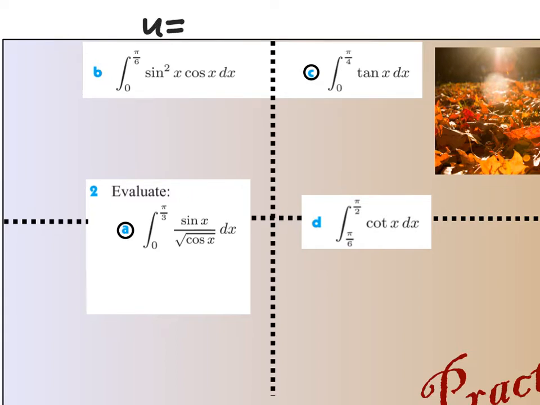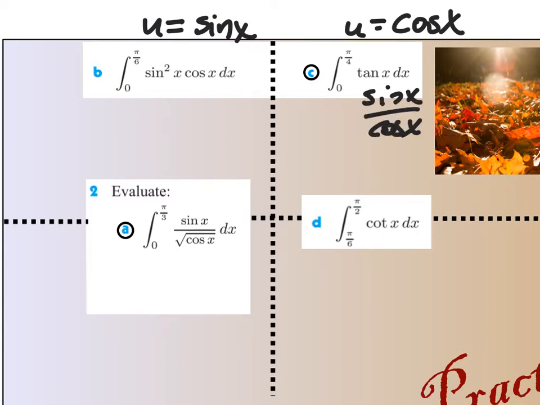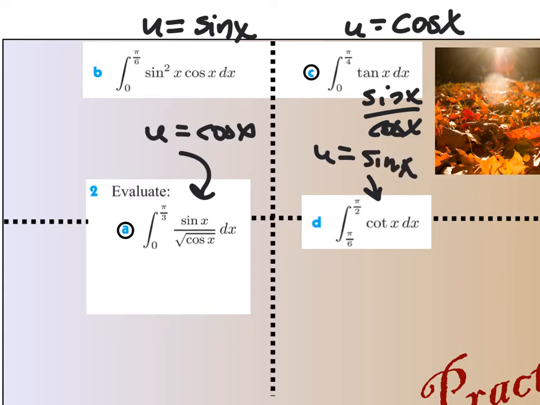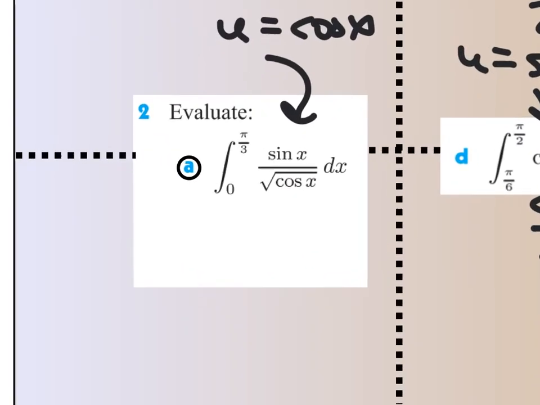Let's see here. U substitution here where u is sine x. U substitution here where u is cosine x. What? You're saying what? Well, this is just sine x over cosine x. Okay, here I do u substitution again, where u would be cosine x. And here I would do a u substitution where u would be sine x. Okay, recall though that cotangent of x is cosine x over sine x. Okay, so I want to focus in on this one real quick.